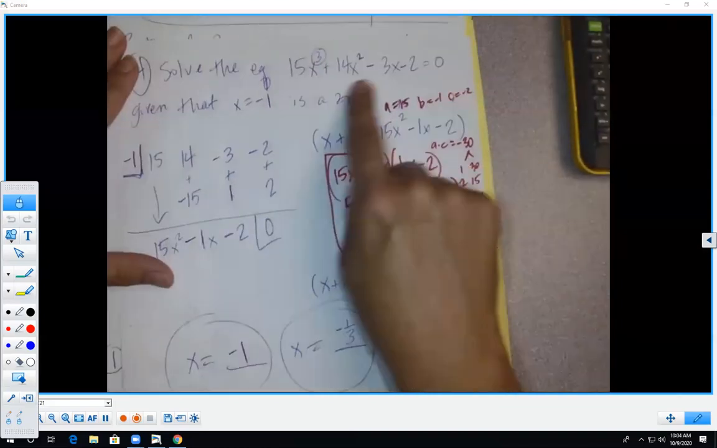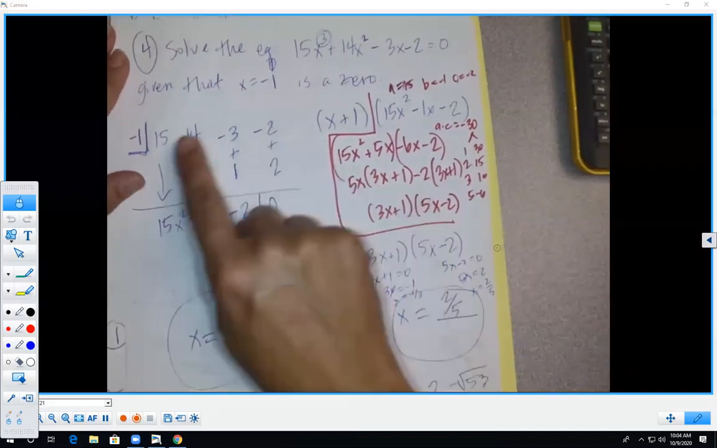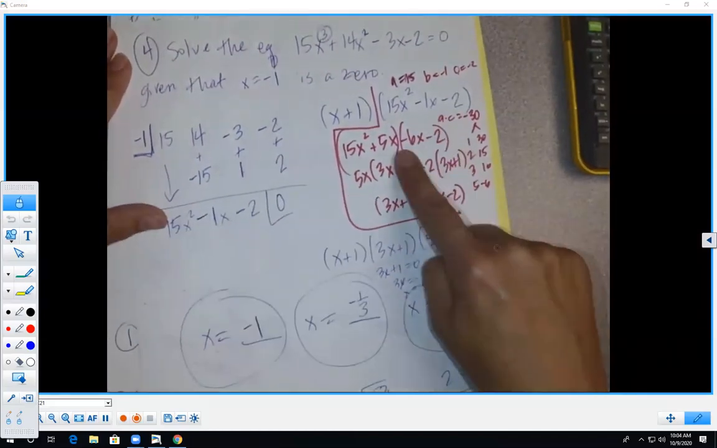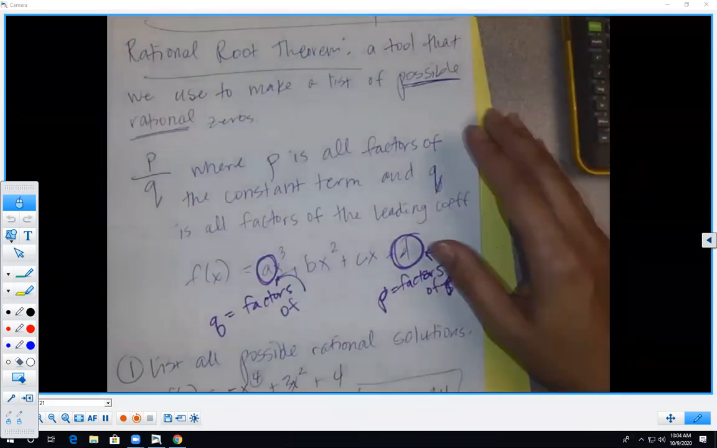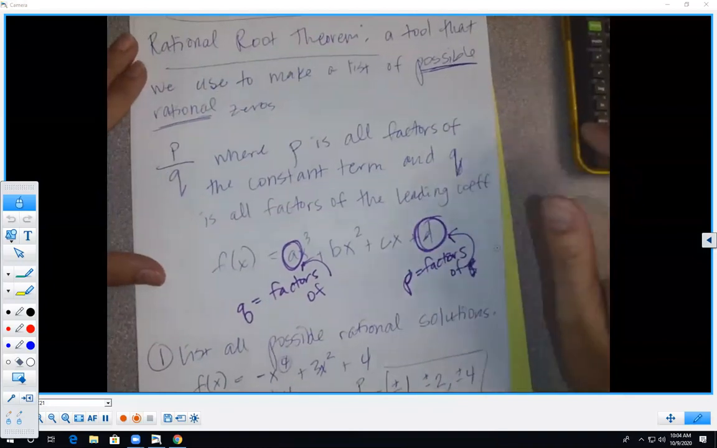Oh, well, we went over one of these problems also. Solve the equation, telling you what one of your answers is. So you divide by one of your answers and then factor what's left over and you get your 3 answers, right? Section 3.4, we talked about possible rational zeros.